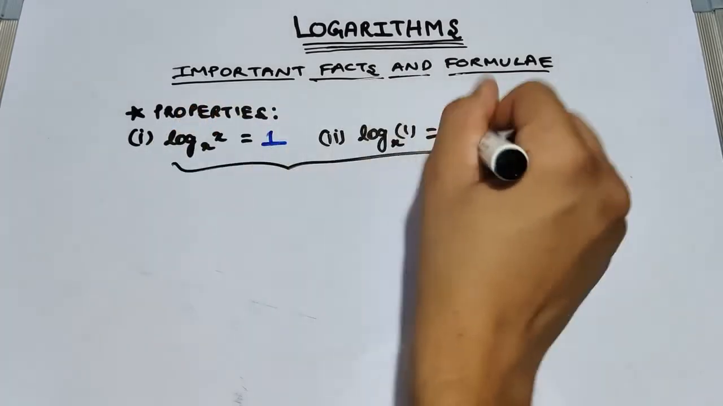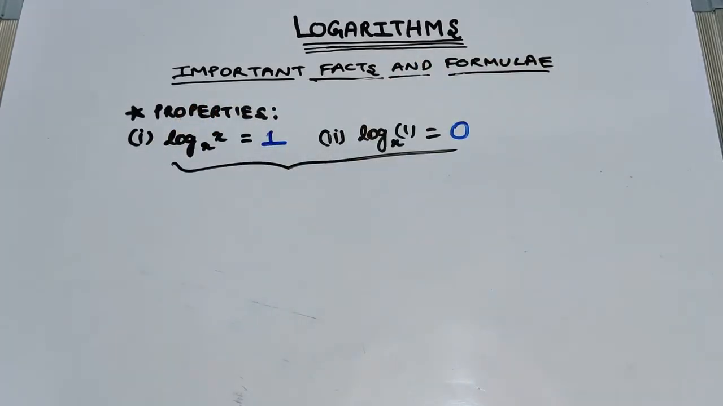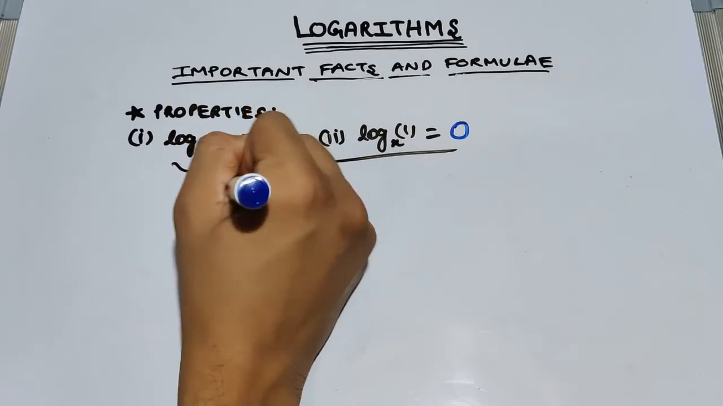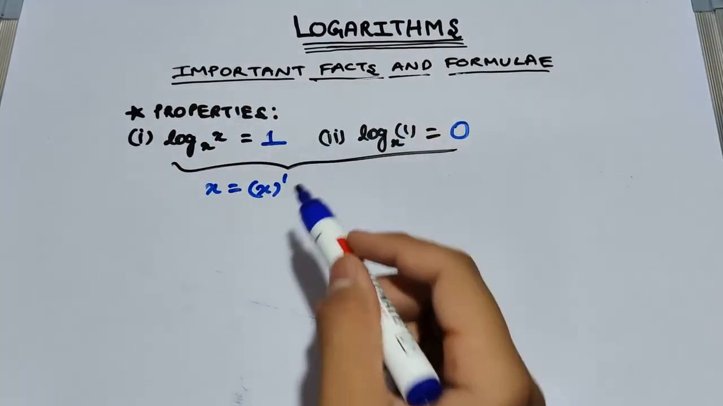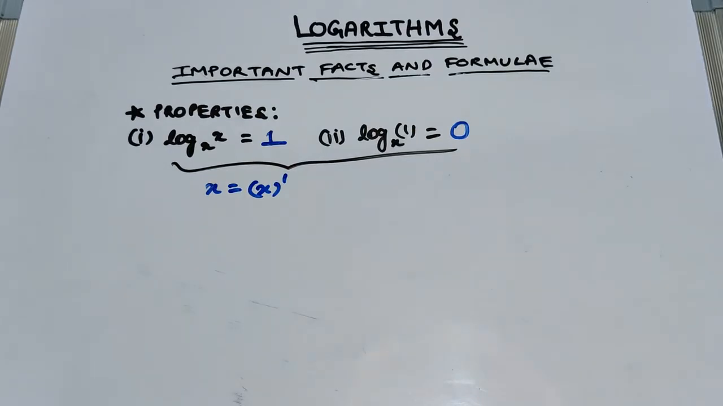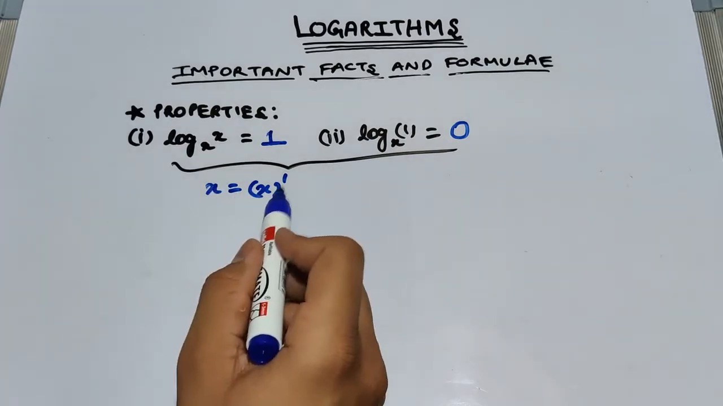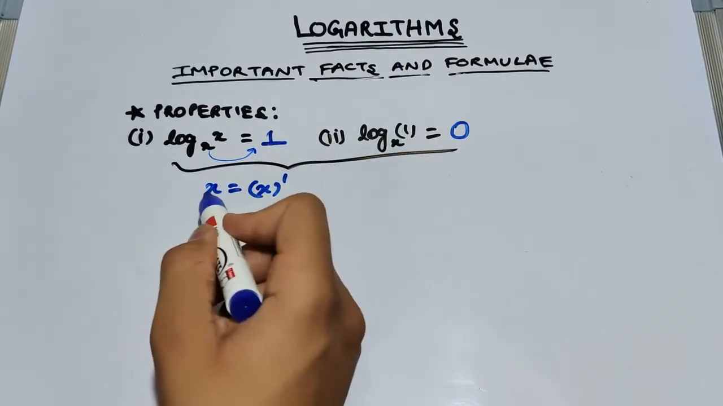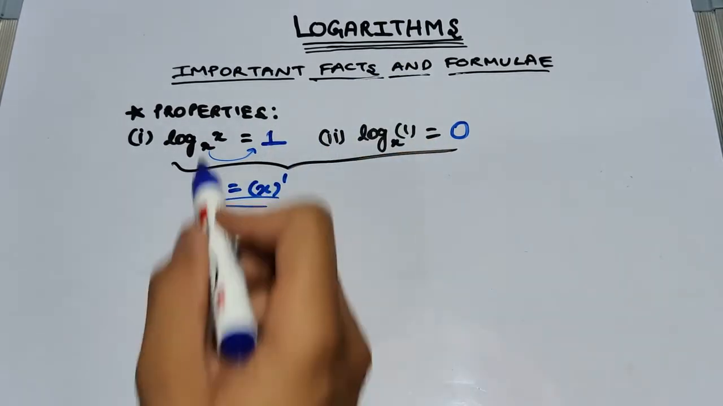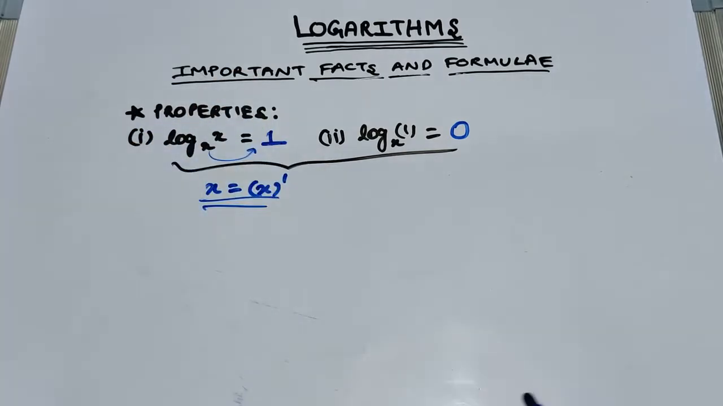Both of these things can be written as x is equal to x to the power 1. If we reverse the definition we just saw in the last slide, then we will get x is equal to x to the power 1. Like this, x moves here and 1 becomes the power. So we can reverse this to find the value of log x to the base x.